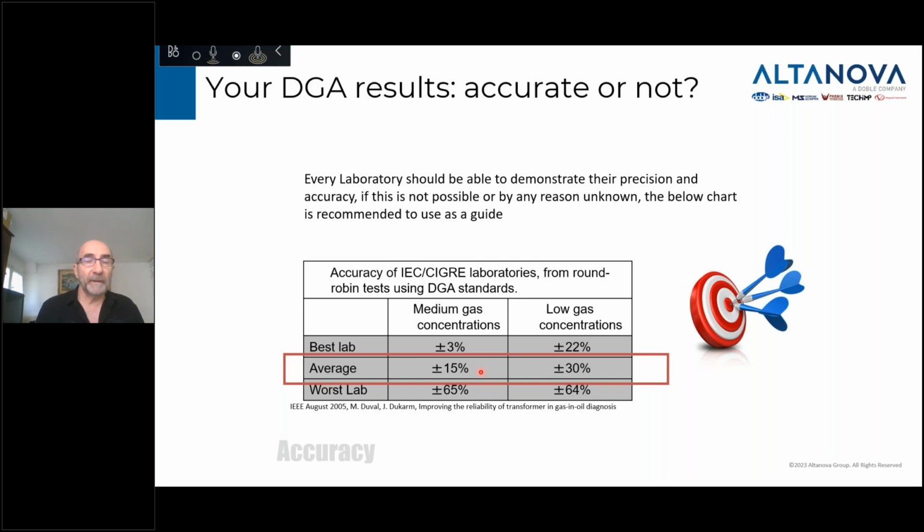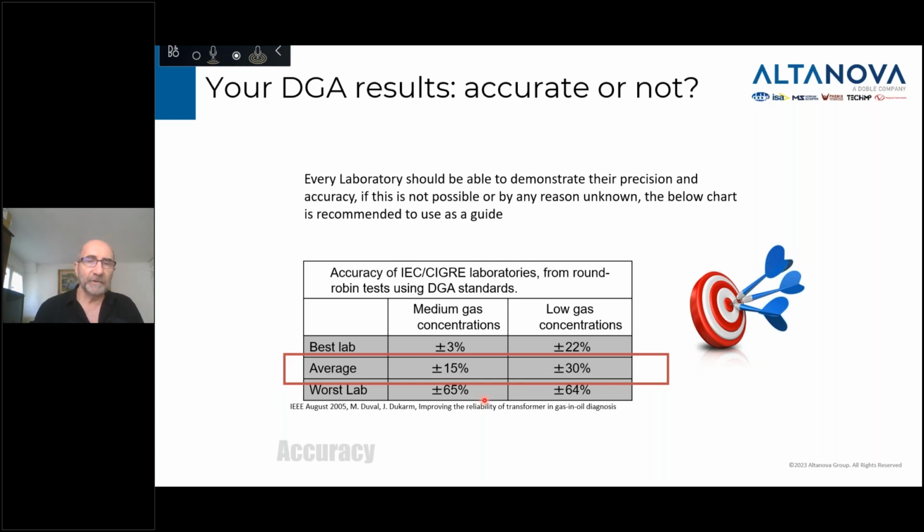And that's mostly in line with the IEC 60567. But when you look at the worst labs, some of those labs came back with a result of plus minus 65%. So what it means is that for that lab, the same sample that was sent to the other labs, their extraction system and their GC had an accuracy of plus minus 65%. So if you send 100 ppm, they measure only 35 ppm, meaning that result, frankly, you cannot do anything with as far as diagnostic.